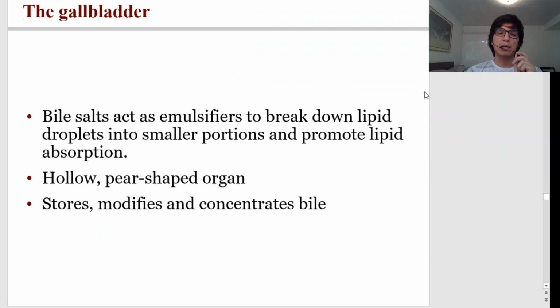The role of bile is that it acts as an emulsifier. It basically breaks down lipids into smaller droplets so they're easier to digest and absorb, and it also promotes the actual absorption of lipids.